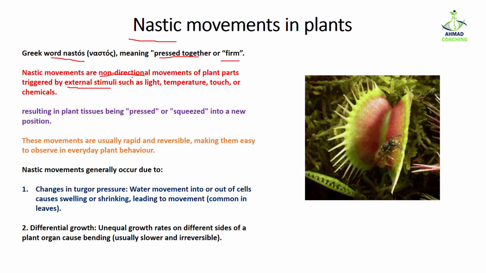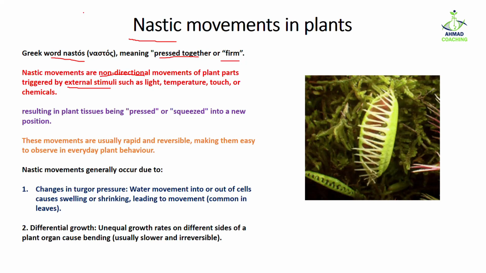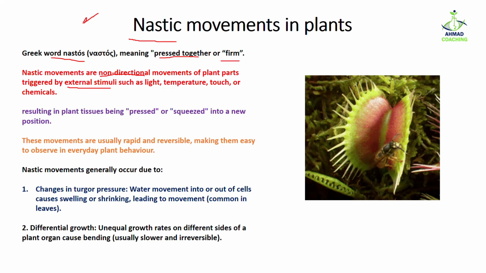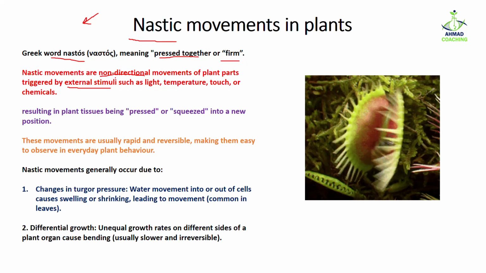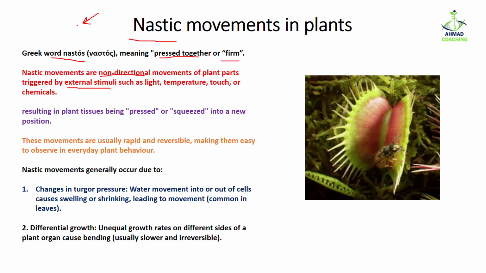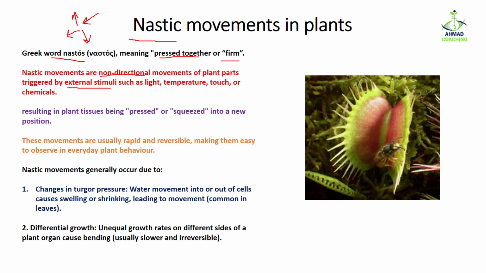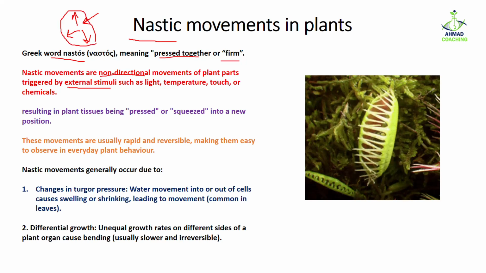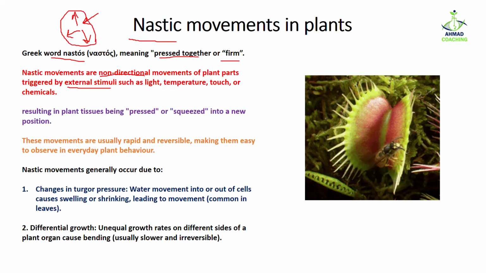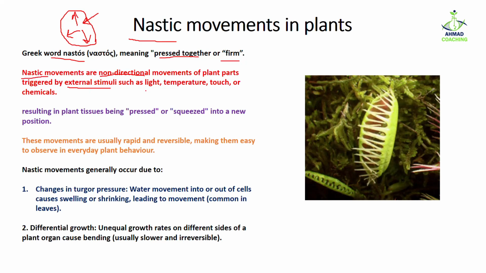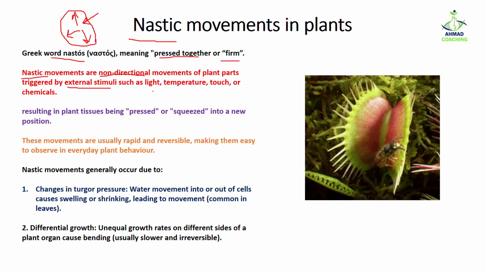For example, the light is coming from this direction. The movement of the plant can either be to this direction, or even in the opposite direction of the light. Because this is a non-directional movement, that is why we call this kind of movement Nastic movements. The other stimuli might be temperature, touch, or chemicals.